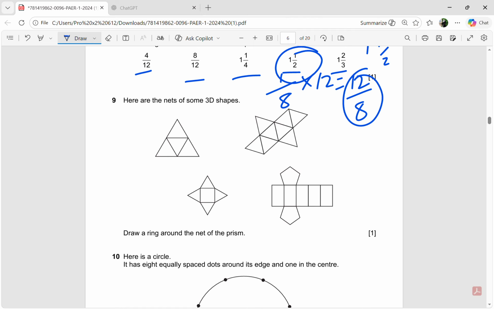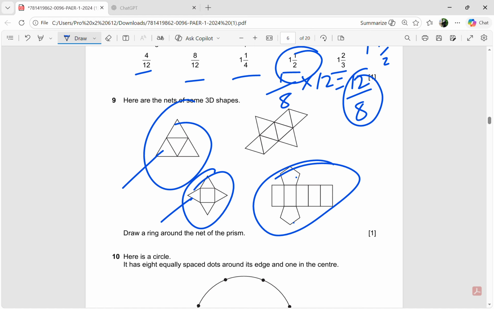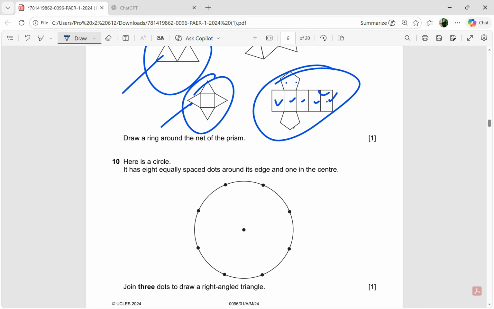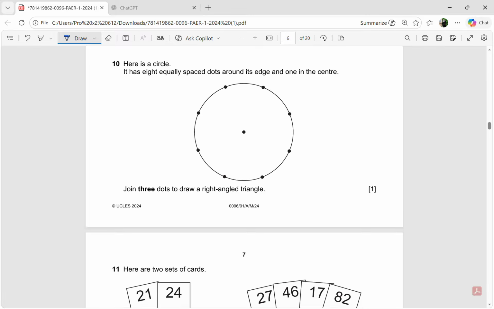So here are 3D shapes. Draw a ring around the net of the prism. We know a prism has two faces which are parallel to each other and the rest are rectangles. So this one can never be a prism. We don't have two sides which are parallel to each other, and this is not either. This forms a tetrahedron. This forms a square base pyramid. This one is a pentagonal prism. The two pentagons face each other, they are parallel, and the rest are rectangles. We can see we have 1, 2, 3, 4, 5 rectangles for the 5 sides. Here is a circle.